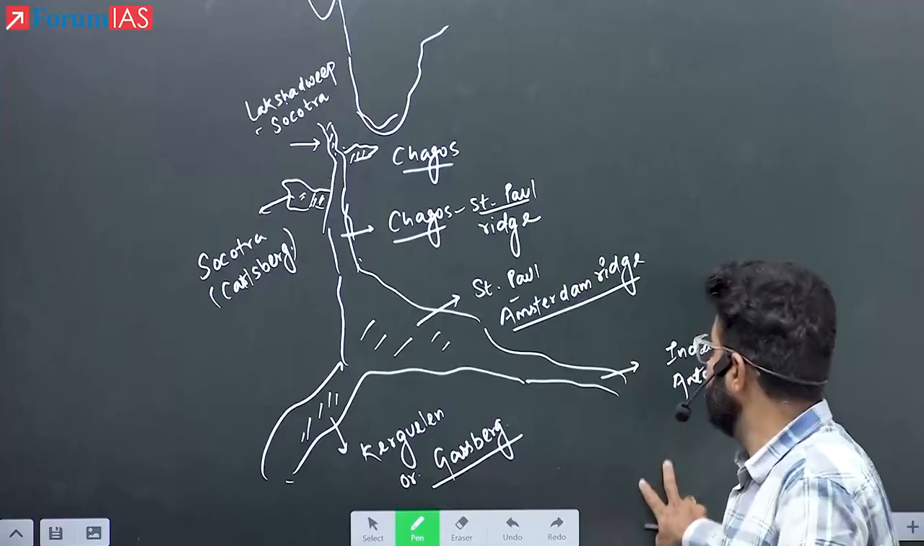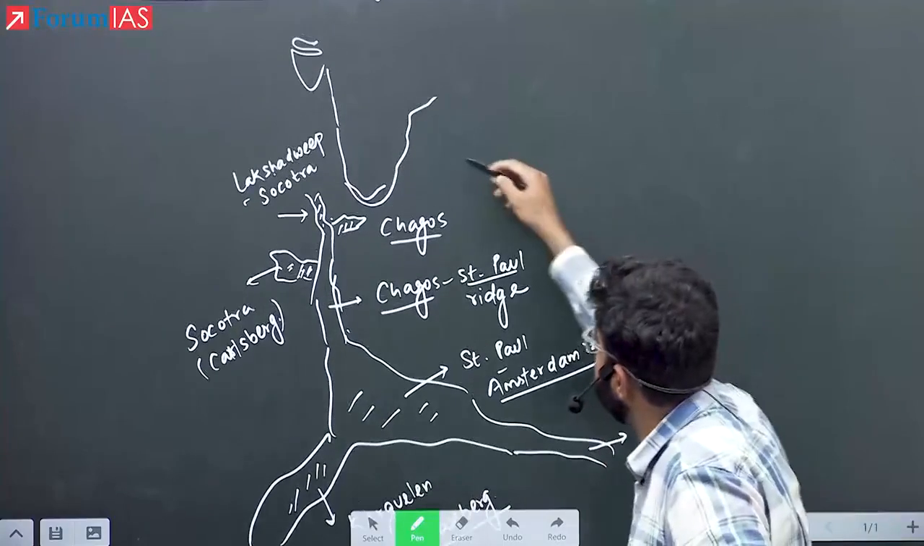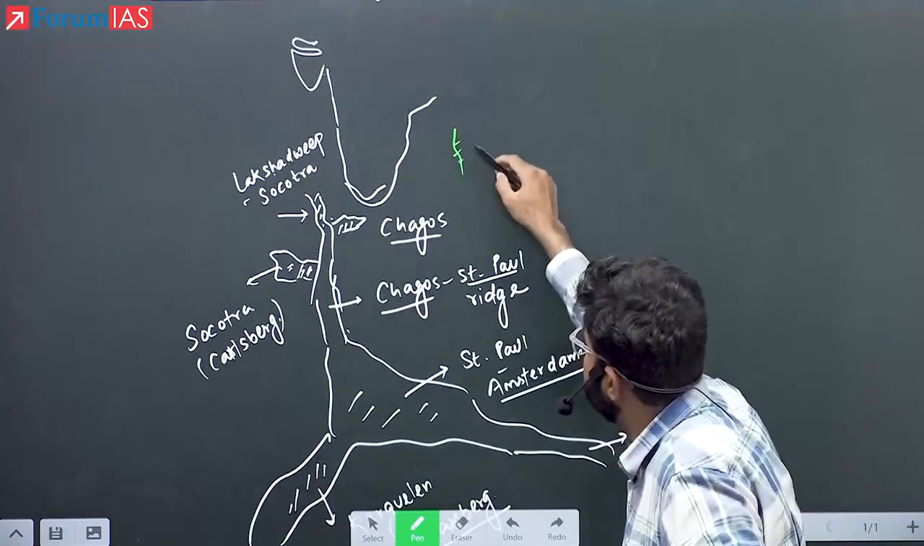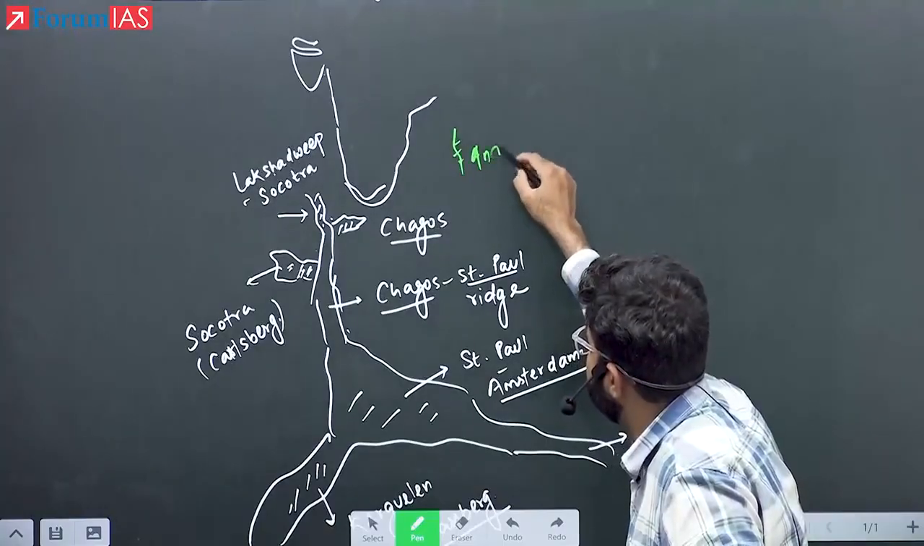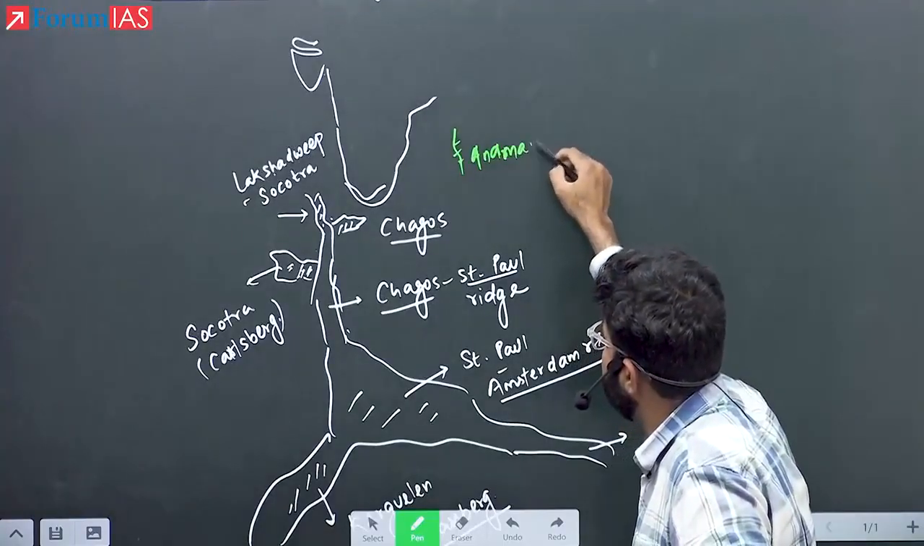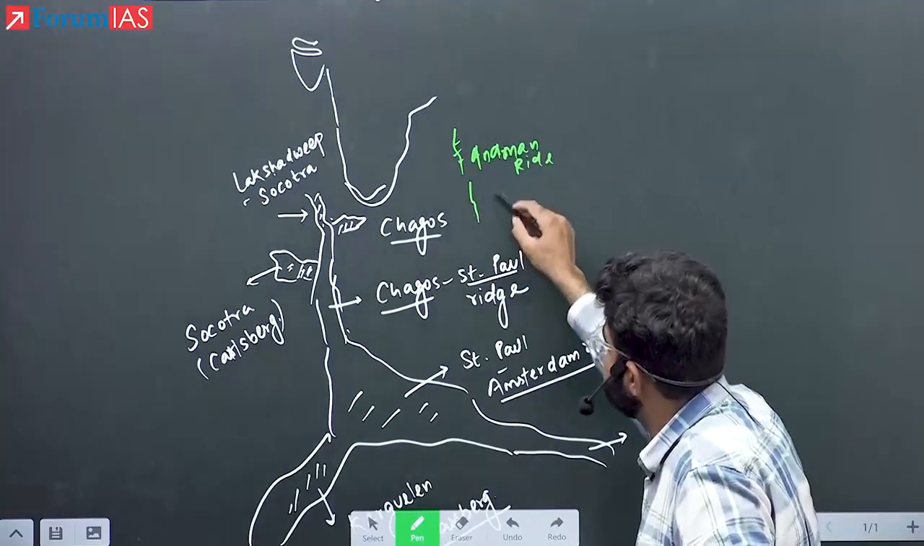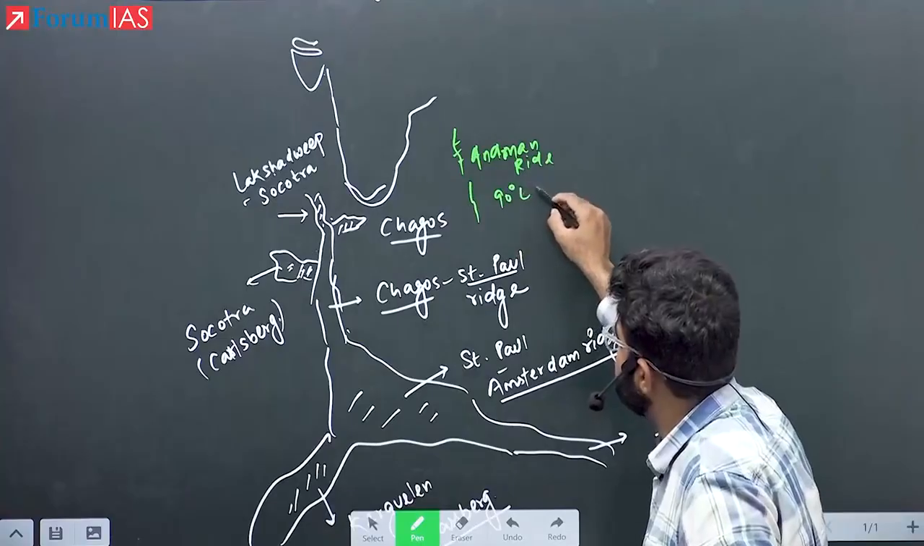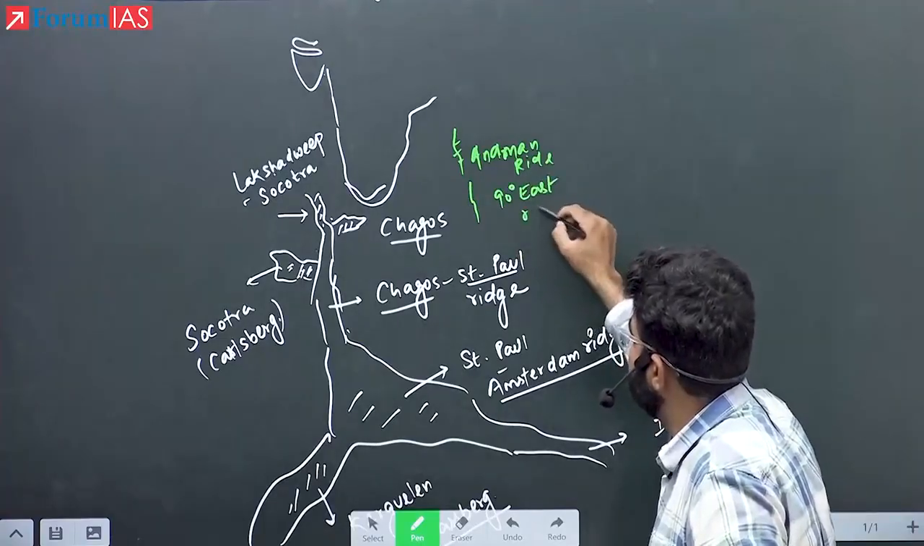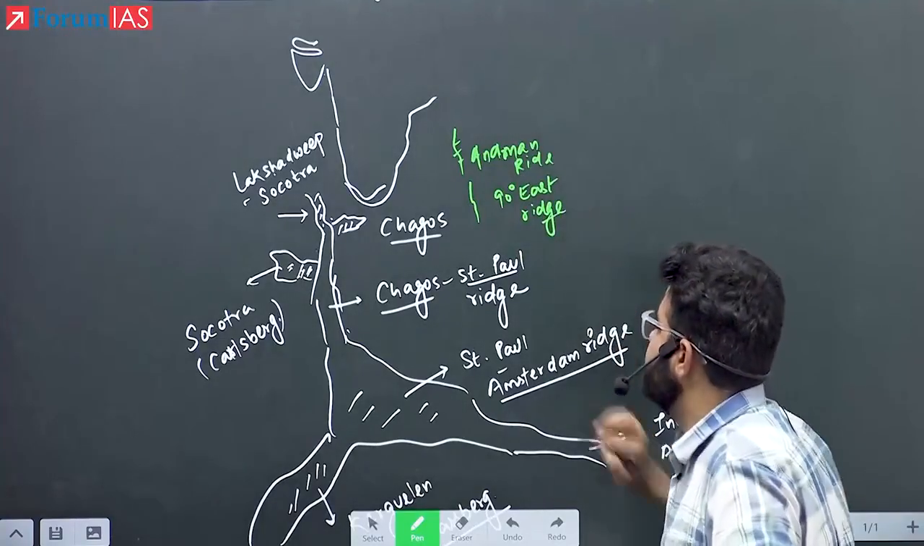Near the Andaman, you can also make one more. Near the Andaman Trench. This is Andaman, not trench, sorry, Andaman Ridge. One more, just south of Andaman Ridge, the 90° East Ridge. These all are the ridges in the Indian Ocean.